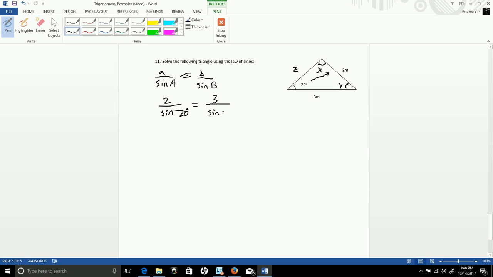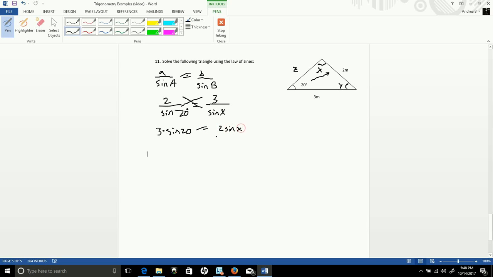So we'll call this sine of X. It really doesn't matter what letter you give it if it doesn't already have a letter assigned to it. You can name it whatever you want. If you wanted to, you can label it B instead if that helps you to remember it better. Then it's a matter of going through and cross multiplying again. So we'd have 3 times sine of 20 degrees is equal to 2 times sine of X.